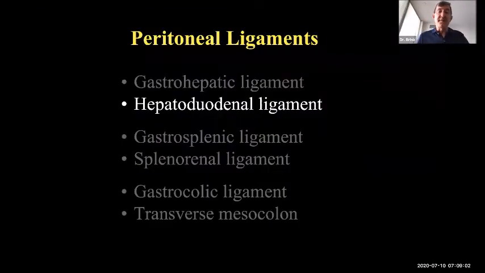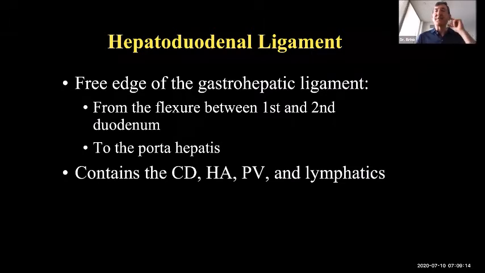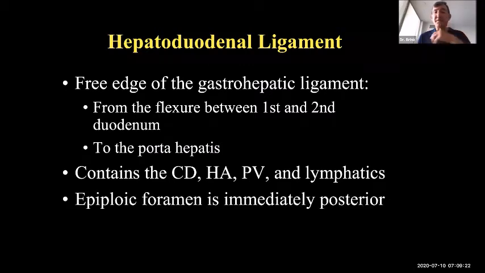Which brings us to the hepatoduodenal ligament, and this is, again, the free edge of the gastrohepatic ligament. It extends from the flexure between the first and second duodenum to the porta hepatis. It is the thickest ligament in the upper abdomen because of the structures it contains. It contains the common bile duct, the hepatic artery, the portal vein, and associated lymphatics. And as we've seen in that diagram previously, the epiploic foramen, or foramen of Winslow, is immediately posterior to the hepatoduodenal ligament.